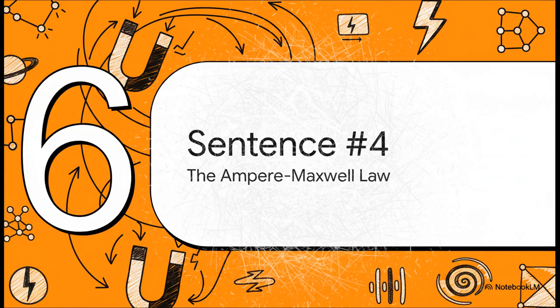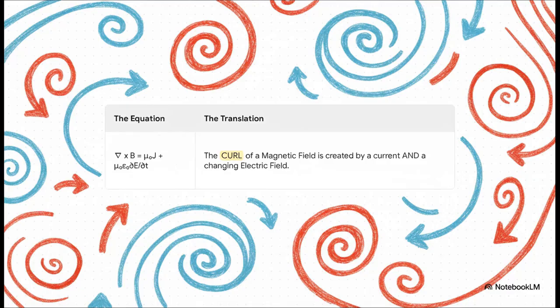And that brings us to the grand finale, the last sentence, the one that ties it all together into a perfect, complete picture. This is the Ampere-Maxwell law. This law tells us that a swirling magnetic field is created by two things. One, an electric current. People already knew that part. But the second part, this was Maxwell's stroke of pure genius.